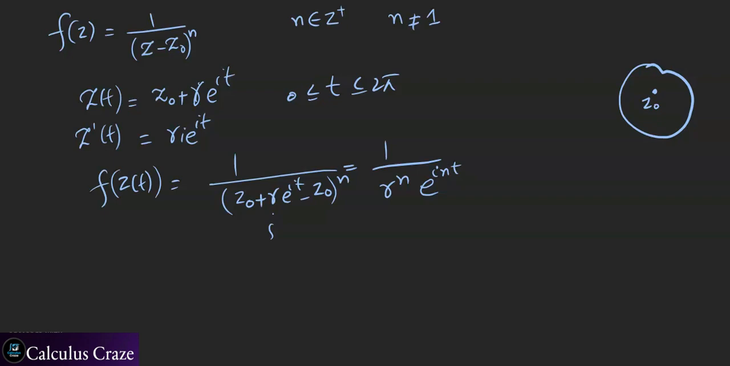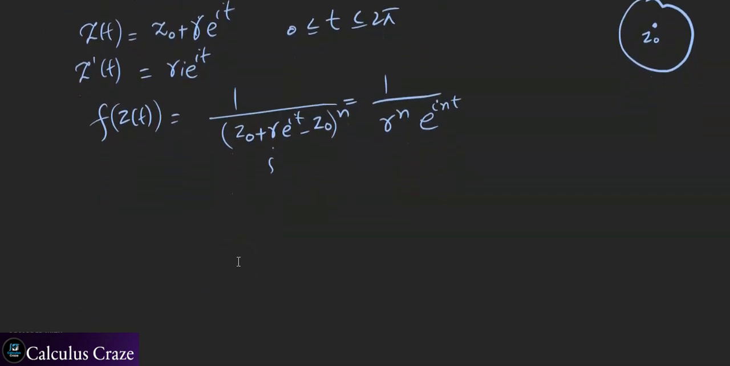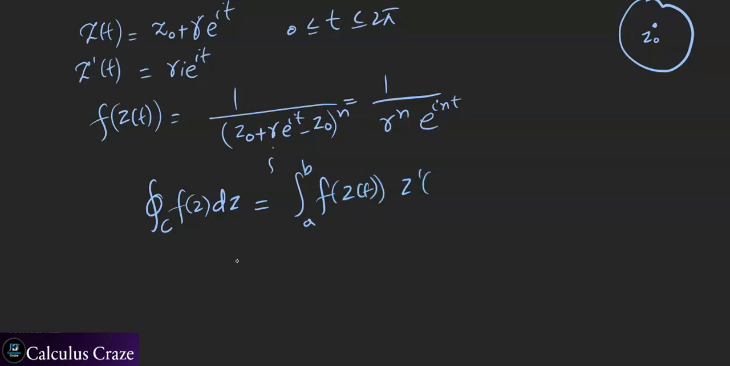Right? So let's now substitute these values in the formula, and the formula of the integral when we are given the parameterization is given by the integral from a to b of f of z of t times the derivative of z, dt.